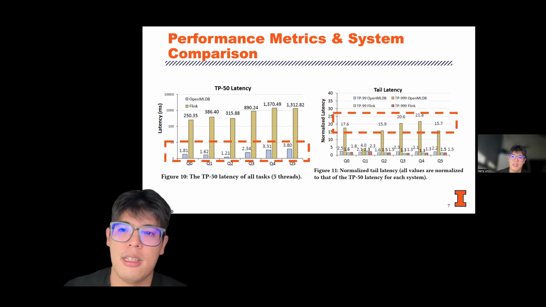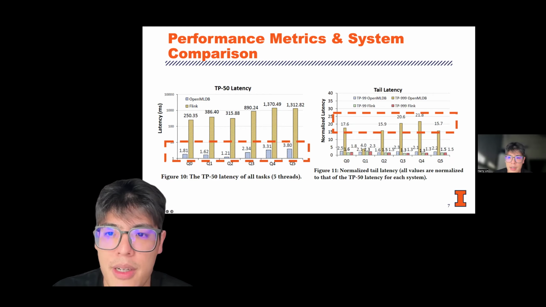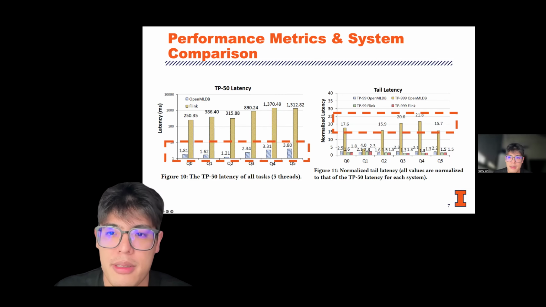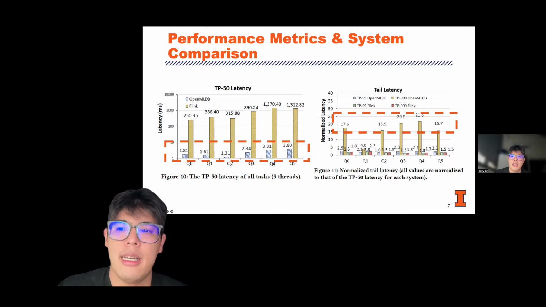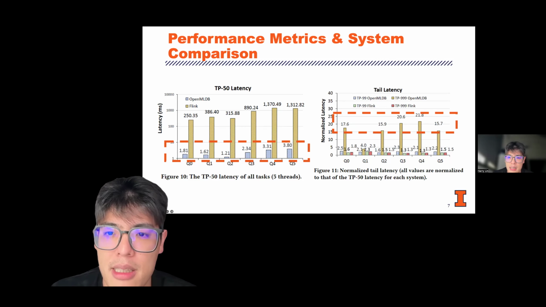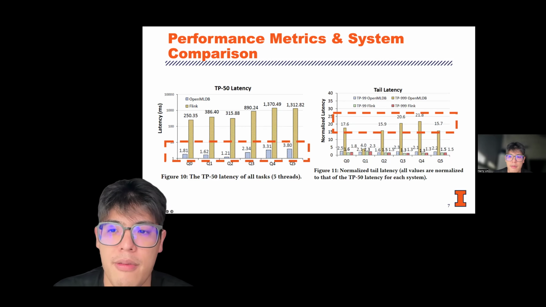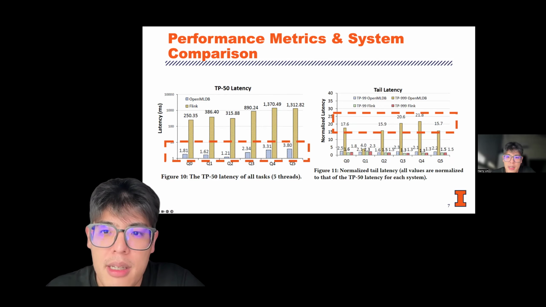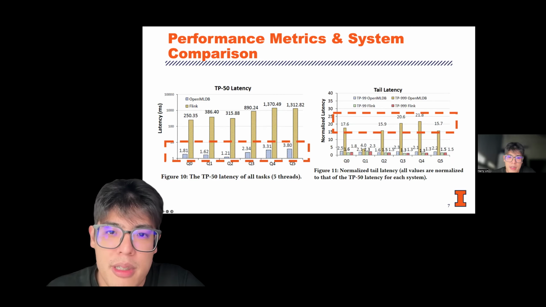So in this experiment, the authors compared two very different systems, like we mentioned previously: Flink, a general purpose system that is widely used in the industry, and OpenMLDB, a specialized system built specifically for speed. The metrics used here go beyond just average speed. We look at TP50, which is the median response time. But more importantly, we look at the tail latency like TP999 for critical tasks like fraud detection. The worst 0.1% of cases are often the most important.